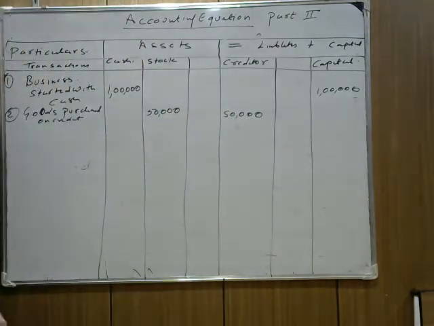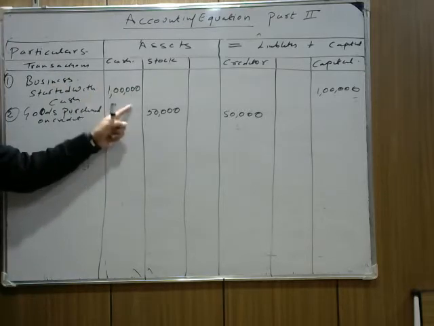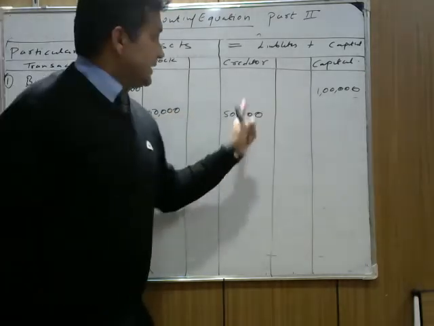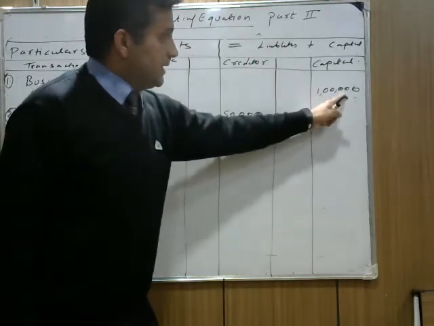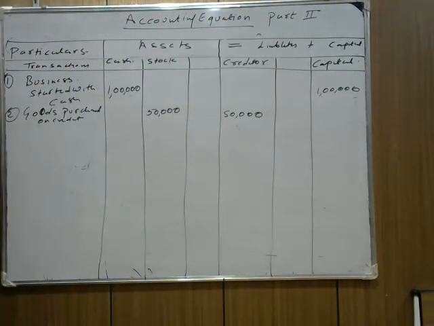Now check again whether the asset and liability are equal or not. Your asset is 1,50,000. Your liability is 50,000 and your capital is 1,00,000. This is matching over here. Is it clear? Next part.